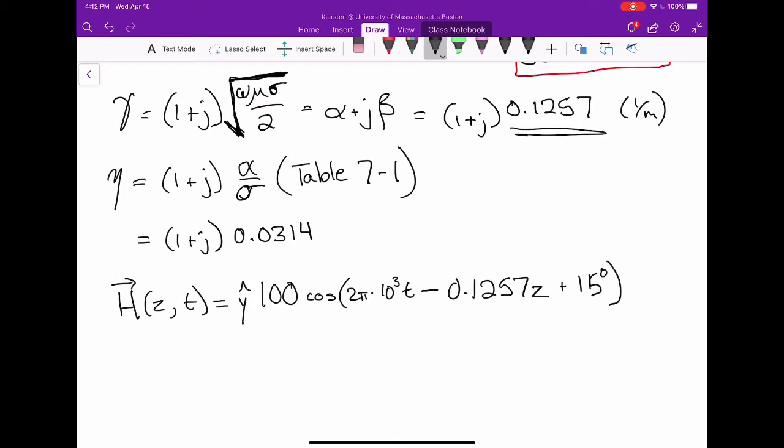And what was not included in our original expression, but which we definitely need to include, is the attenuation with distance. So we also have an e to the minus alpha z. I'm going to put in the value of alpha since we have it. So e to the minus 0.1257 z.